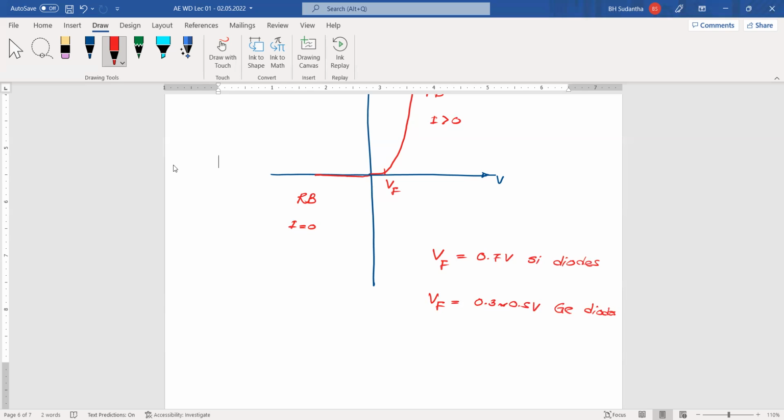Normally we say it's 0.3. But with some data sheets, it may be 0.3 to 0.5. Okay.